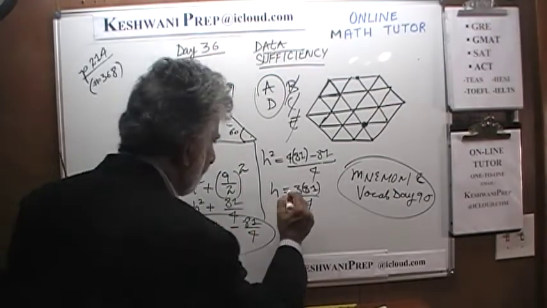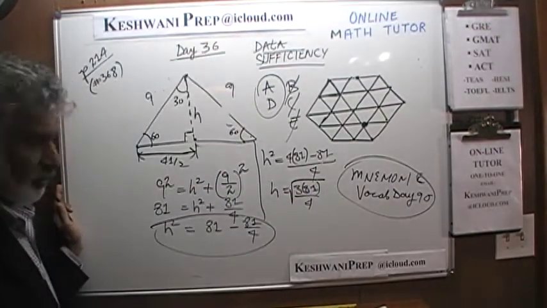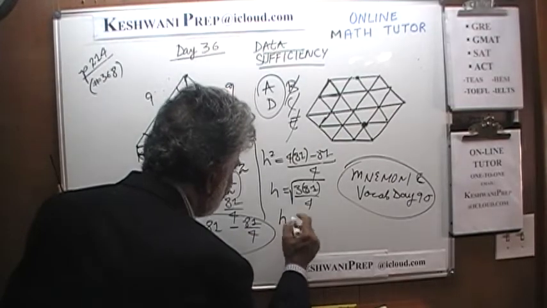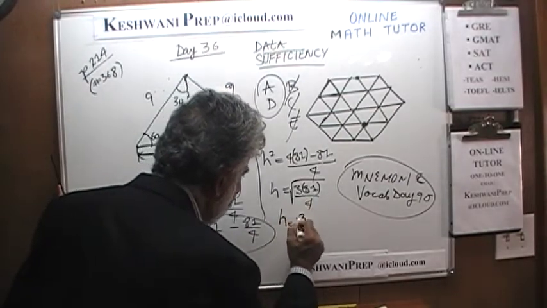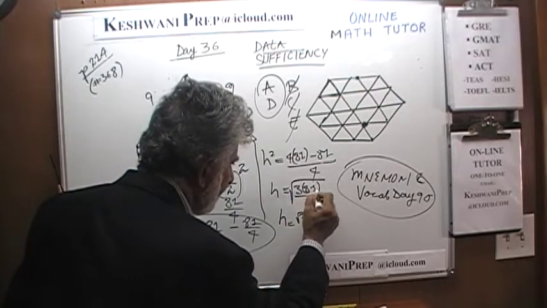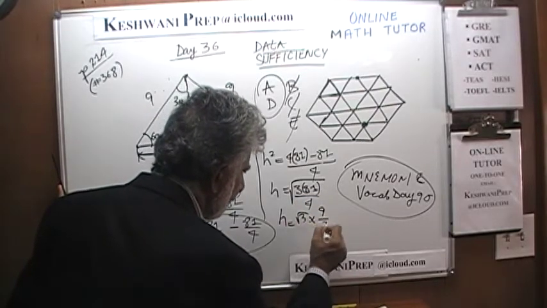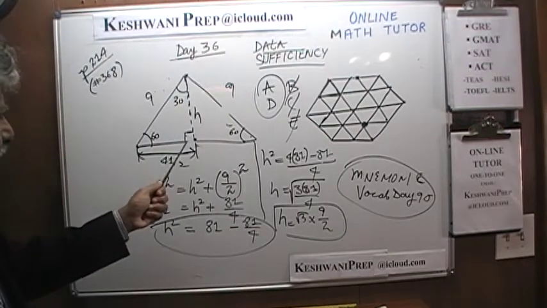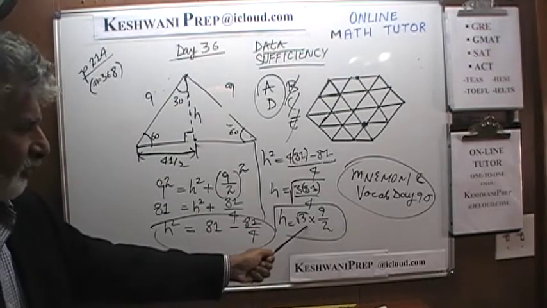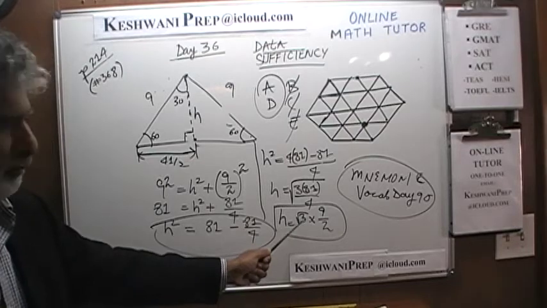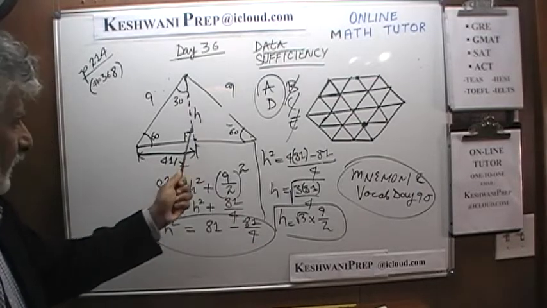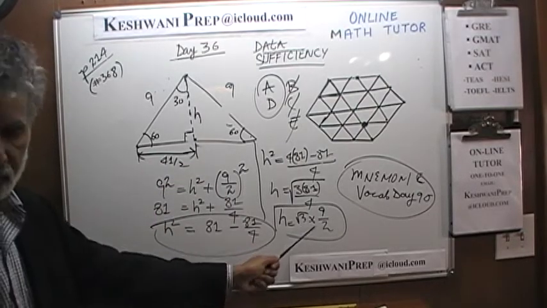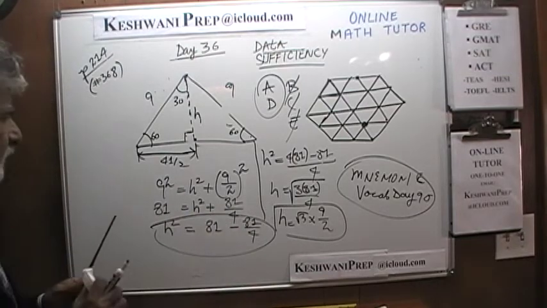And therefore, h is going to be the square root of that. When we take the square root, we get h is equal to the square root of 3 times the square root of 81, which is 9, over the square root of 4, which is 2. This is exactly what we had before. We erased it, but that's exactly what we had before. 4.5 times root 3, because this side was supposed to be root 3, and it's a multiple of 4.5, the exact same thing. And once we have that, we can figure out the area of the whole thing.